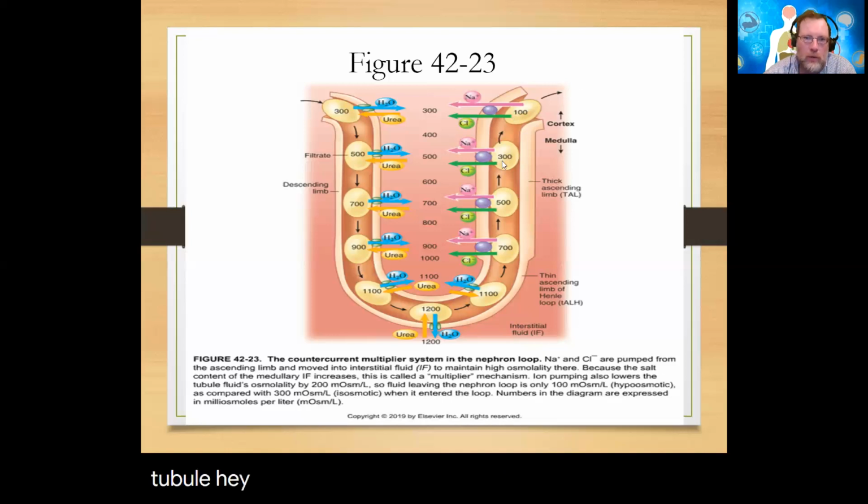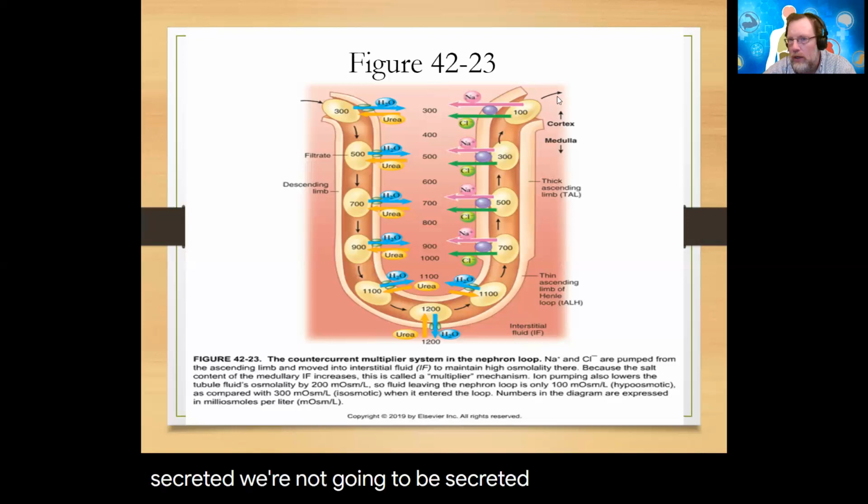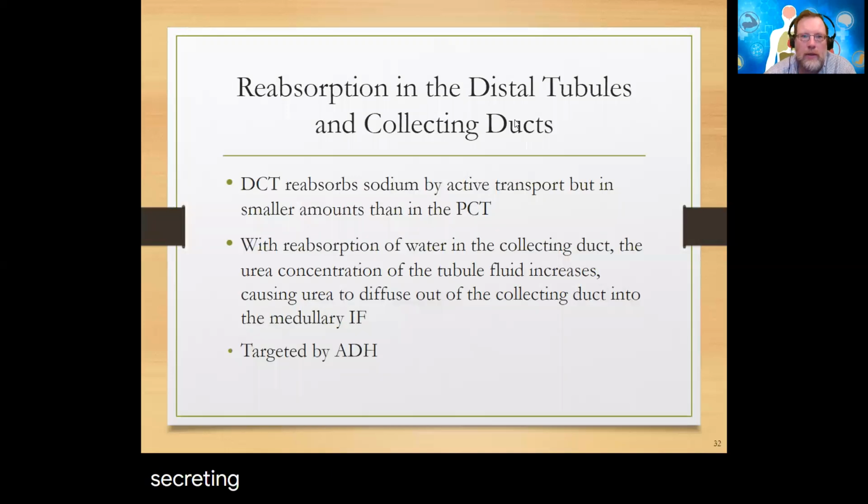Okay, so again, no more water really is going to be secreted. We're not going to be secreting water into here. That's what that hypoosmotic means. If this was hyperosmotic over here, we would continue to get water pulling in here and secreting from the interstitial space or from the blood. So anyway, the distal convoluted tubules are going to reabsorb that sodium via active transport.